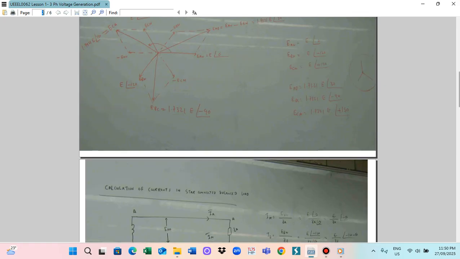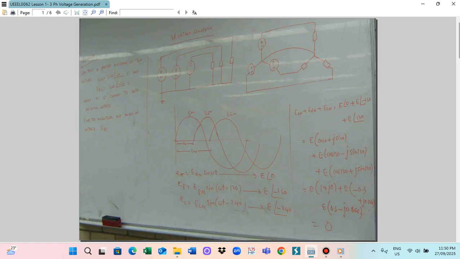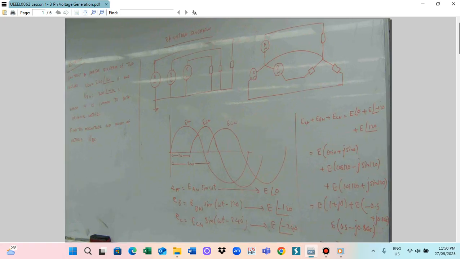Okay, today's topic will be the three-phase voltage generation. Three-phase voltage generation means that three generators at different phases are connected. So there are three generators, A phase, B phase, and C phase. Those generators are combined at the neutral.